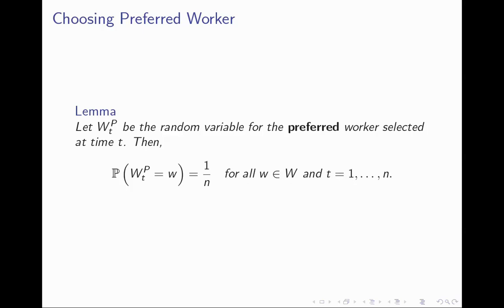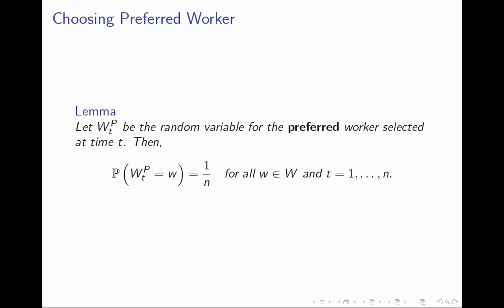I'm not going to give the full proof of correctness of the 1/2 competitive ratio. However, I am going to describe the intuition behind 2 key lemmas that I think are really insightful. The first key lemma is this. It essentially states that at every time step, the preferred worker is chosen uniformly at random from the set of all workers.